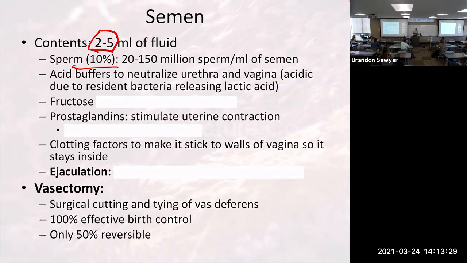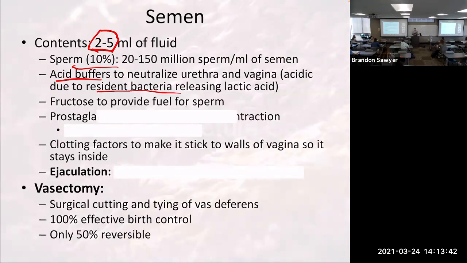All right, so all the different components of it. Number one, there's acid buffers, again, to neutralize the urethra and vagina, as we talked about. Also important for destroying any bacteria that could be damaging to the sperm. Fructose, as we already talked about, to provide fuel for the sperm in their mitochondria to produce ATP.